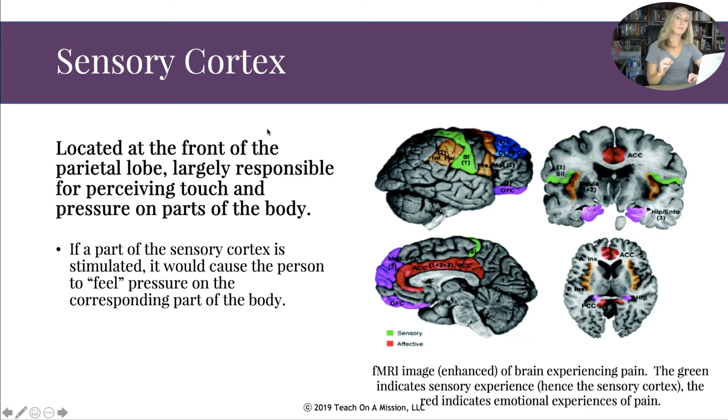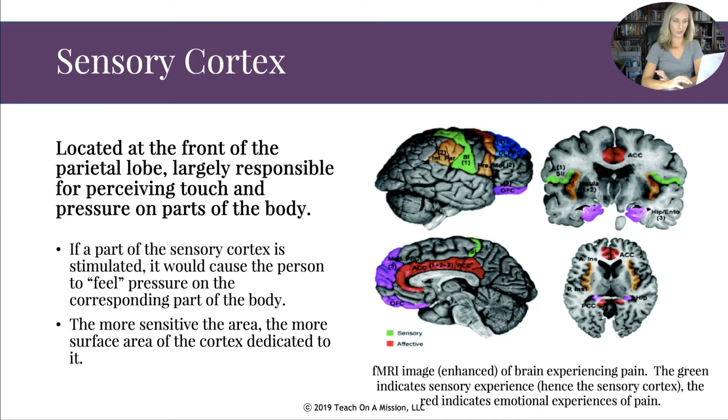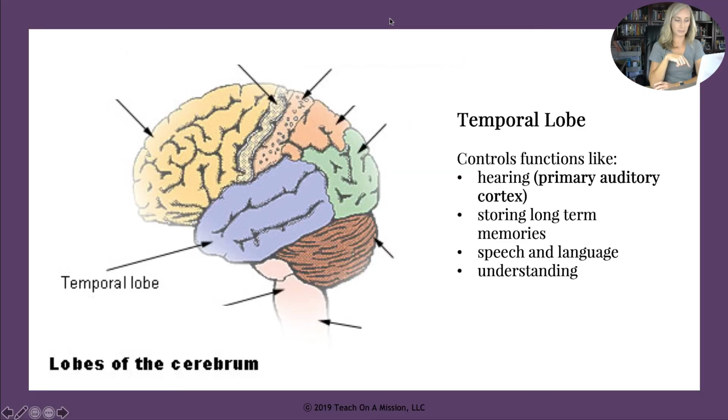And same as with the motor cortex, the sensory cortex, if it were to be stimulated in a certain spot, the corresponding body part, the person would feel something there. They would feel pressure to that specific part. Totally cool. And of course, same with the last homunculus, the more sensitive the area, like your fingertips, your tongue and your lips, the more surface area of the cortex is dedicated to those spots.